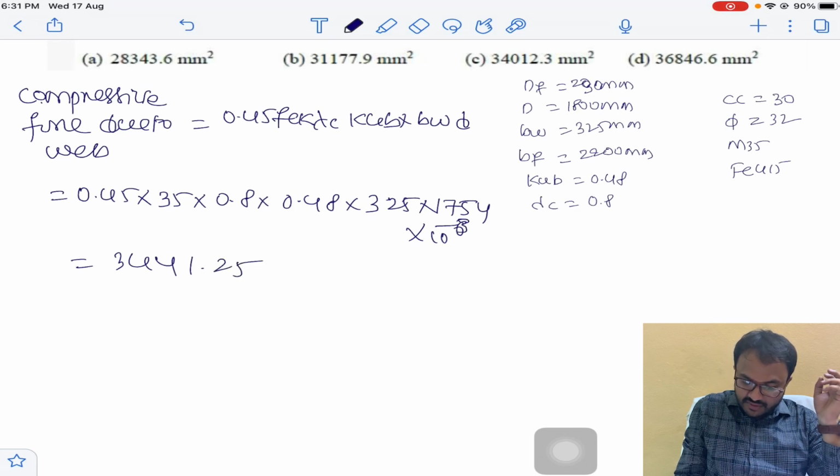3441.25. It is not 10 power minus 6, it is 10 power minus 3. Here we are not calculating moment of resistance, we are calculating a force. So to convert the newtons into kilonewton, we need to multiply it with 10 power minus 3. Okay, so this is compressive force on the web.